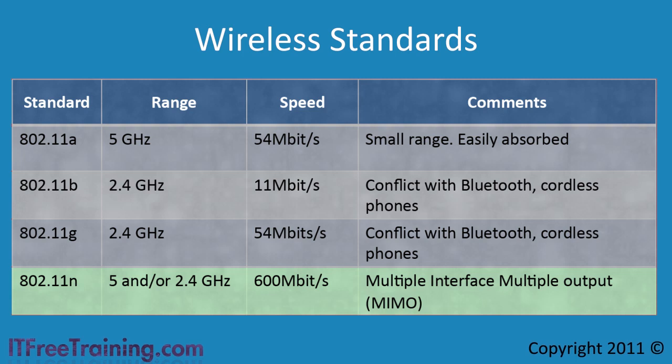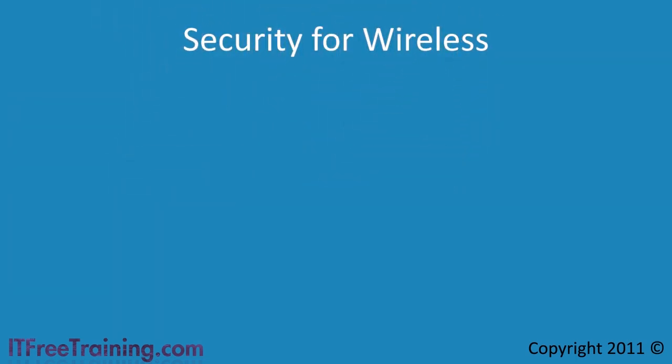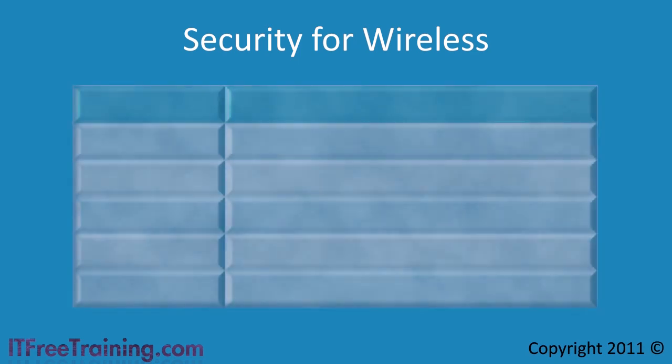Before deploying your wireless network, the next thing that you want to consider is security for the network. Without security on your wireless network, anyone within range can intercept your communication and also be able to listen in on your communications.